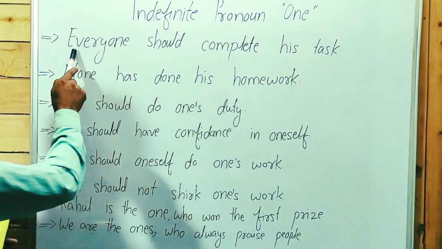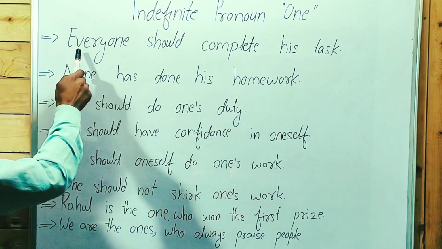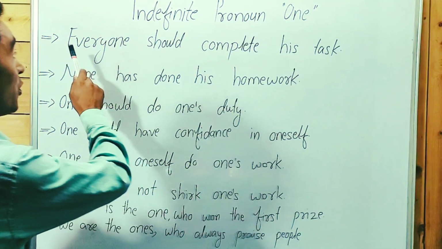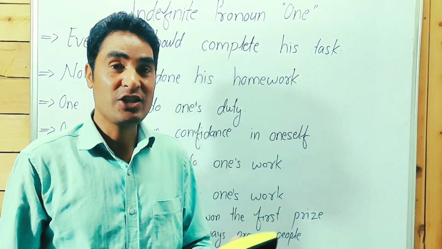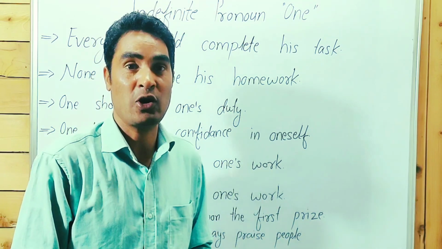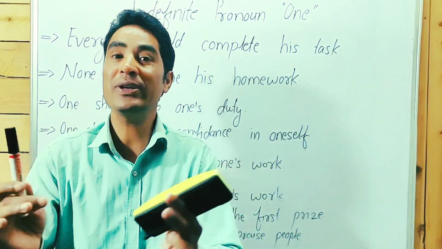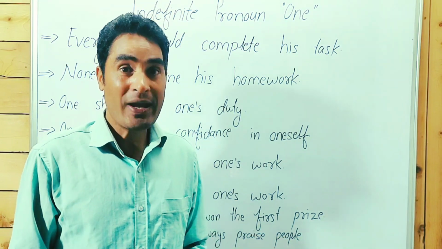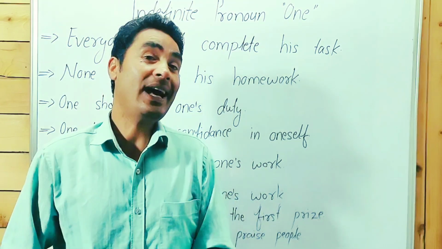Here we are not talking about one, you, he, she, it. So we are talking about everyone. Everyone should complete his task. As you know, possessive case is used according to the person. When we talk about definite pronouns, personal pronouns: I'm going to do my work. He is going to do his work. She is going to do her work. We are going to do our work. They are going to do their work.